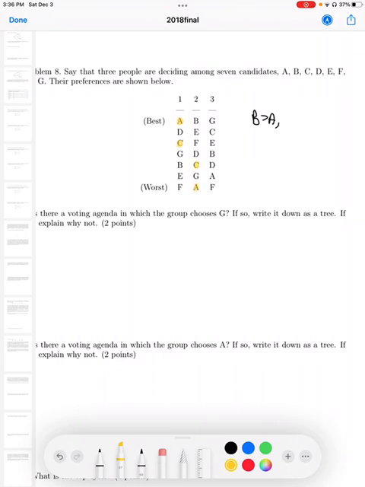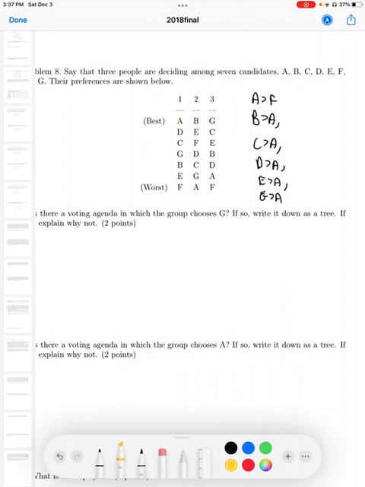C is preferred over A by person 2 and 3. So C dominates A. Now if we keep doing that: A and B, A and C, now A and D, D dominates A. For A and E, E dominates A. For A and F, A dominates F. For A and G, G dominates A.